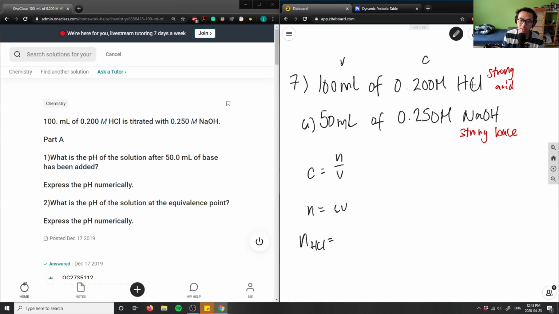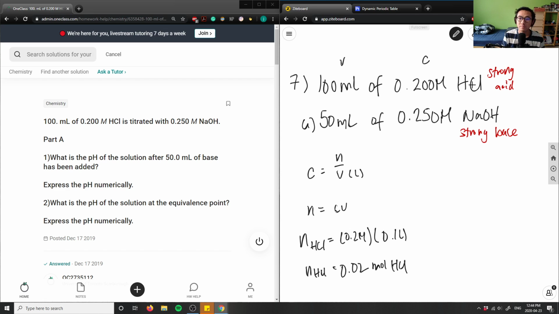Moles of HCl would equal the concentration of HCl, which is 0.2 molar, times 100 milliliters. But I have to convert that to liters, right? The SI unit for V here is liters. So in this case, this would be 0.1 liters. Then the moles of HCl would simply equal 0.2 times 0.1, which gives me 0.02 moles of HCl.